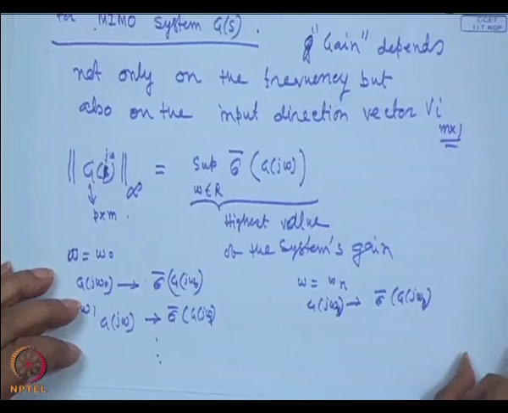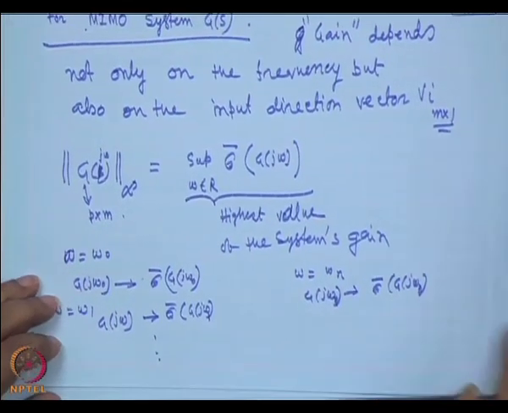It means that at that frequency, if you do the SVD of that transfer function, the maximum singular value will give you the maximum gain of the system when G(j omega) is excited at that particular frequency with the corresponding input vector V1. So, this is for the multi input multi output case.